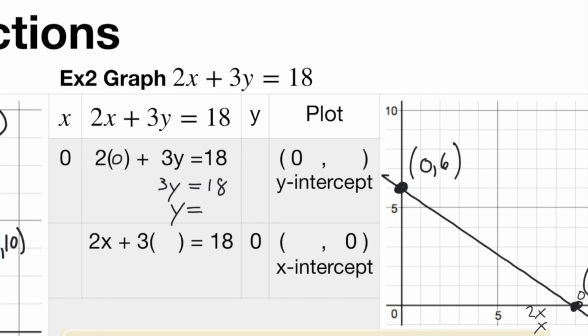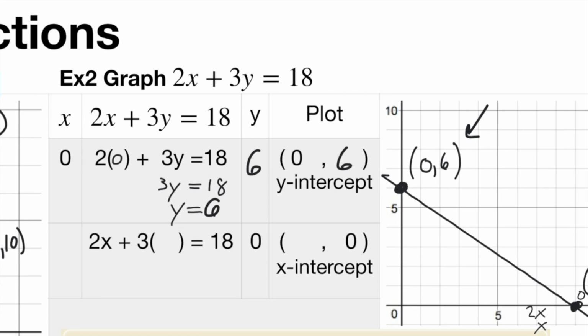Here's another way to do it. If you have a function that looks like this, 2x plus 3y equals 18, all the variables on one side, you could move the 2x over, divide all the terms on both sides by 3 to get y equals something. But maybe this would be a little easier. You take 0, plug it in for x, and figure out what y is going to be. 2 times 0 plus 3y equals 18. That turns into y equals 6, so plot the point 0, 6 here.